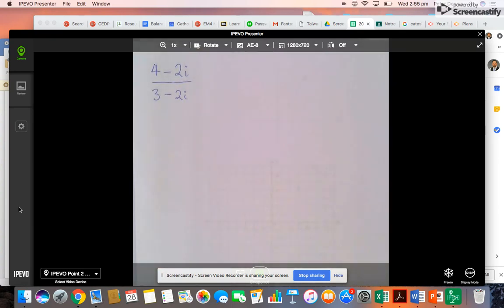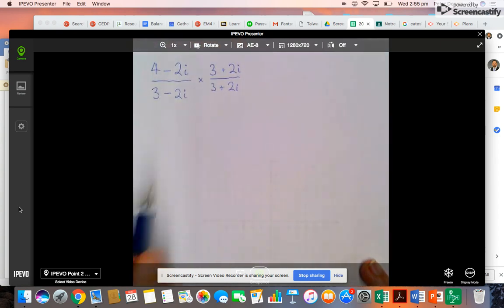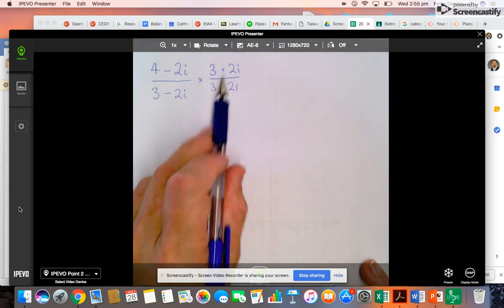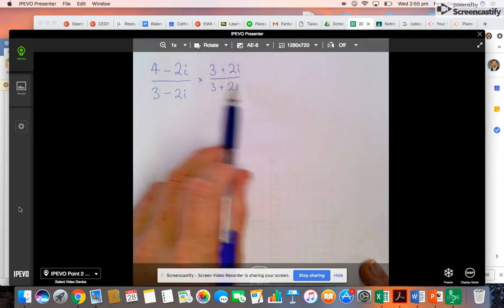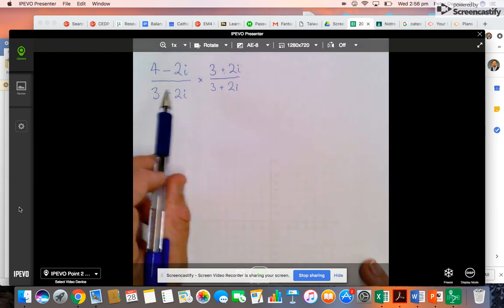Now, when we're dividing by complex numbers, so this is 4 minus 2i divided by 3 minus 2i, what we actually do is we multiply by the conjugate. The conjugate is 3 plus 2i over 3 plus 2i. All the conjugate is, is we change this sign. Now, why do we do this? Because when we multiply this out, what we have is a difference of two squares.